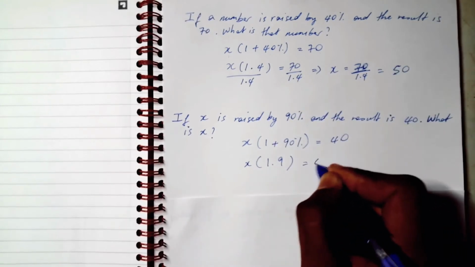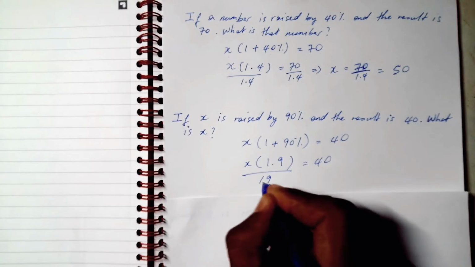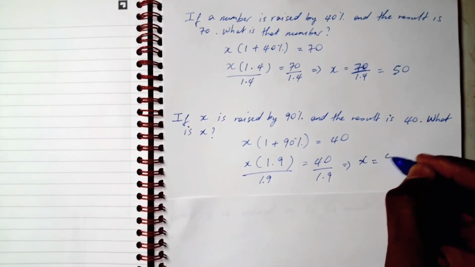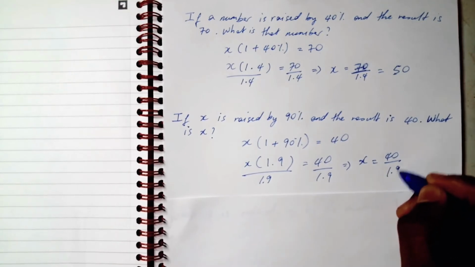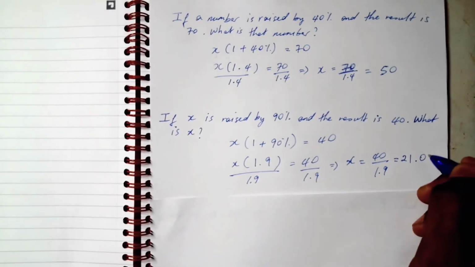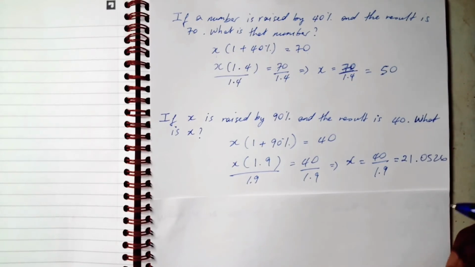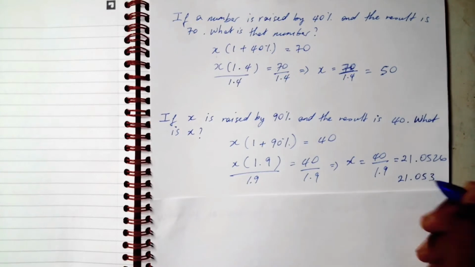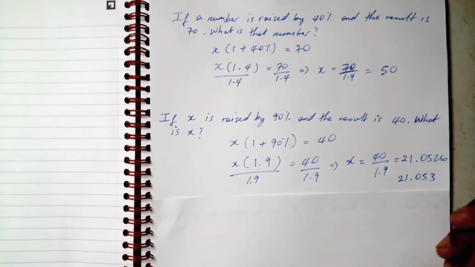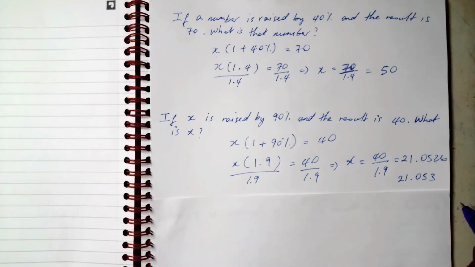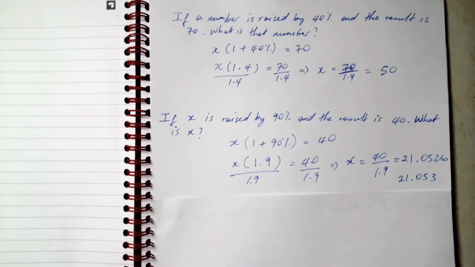1.9 equal to 40. To get x by itself, we divide both sides by 1.9, which implies that x is equal to 40 over 1.9, which is equal to 21.0526. Round this to 3 decimal places, the result will be 21.053, because the 6 is greater than or equal to 5. When we round to the 3rd decimal place, we add 1 to the 2. And that concludes that. It's basically the exact same example taking place.